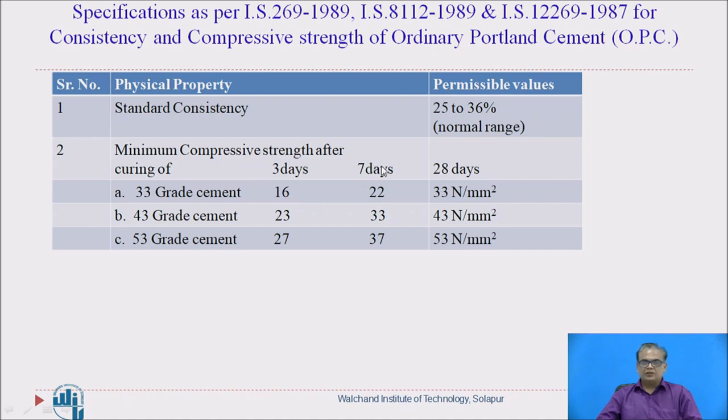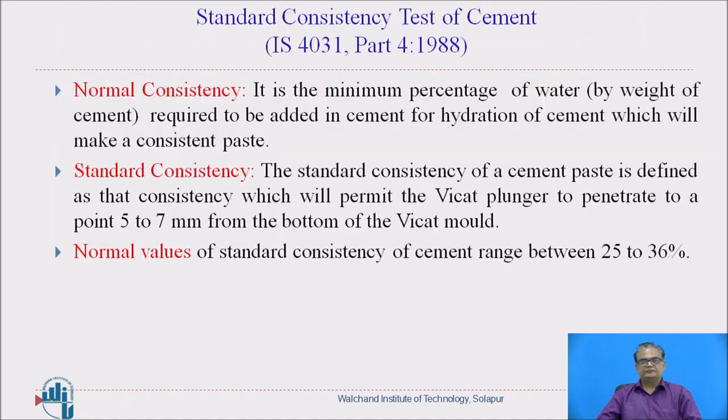After 7 days of curing it should be 22 Newton per mm square, and after 28 days it should be 33 Newton per mm square. These are the minimum values. For 43 grade, these values are 23, 33 and 43. For 53 grade, these are 27, 37 and 53 Newton per mm square respectively.